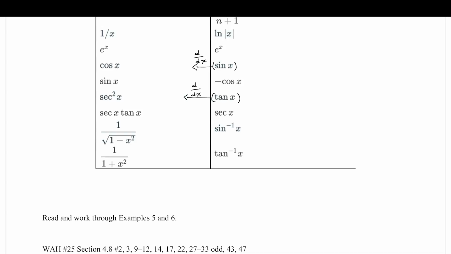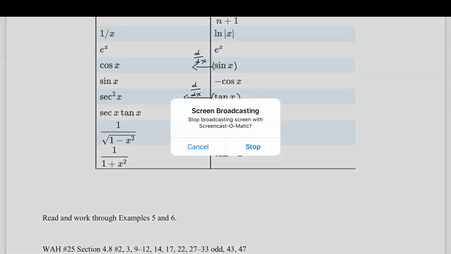Now, I do suggest that you read and work through on your own paper examples 5 and 6 that go over rectilinear motion. There will be a question about that in the homework, and you have this WebAssign 25.